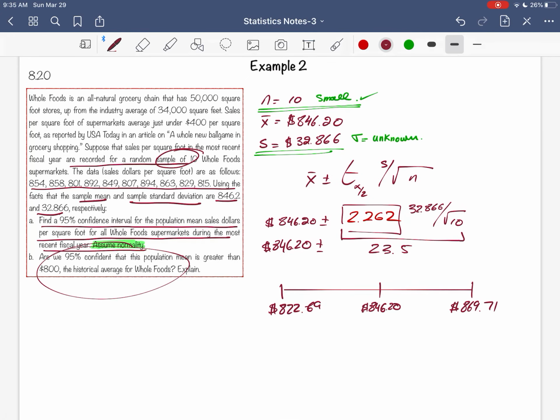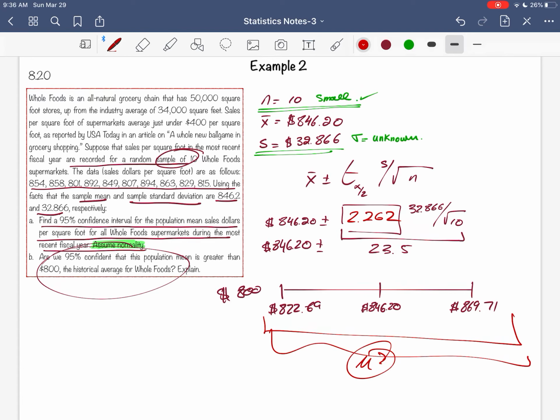Part B says, are we 95% confident that this population mean is greater than $800? Is it? Well, 800 is somewhere here on this side. And because it clearly falls outside the range, then we have a pretty good indicator and pretty good evidence to say that the real population average is somewhere within this range. We have a 95% confidence in that statement. And since it's larger than 800, then yes, we are 95% confident that this population mean is greater than $800.